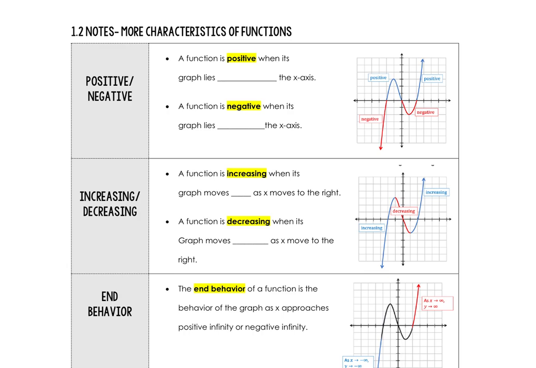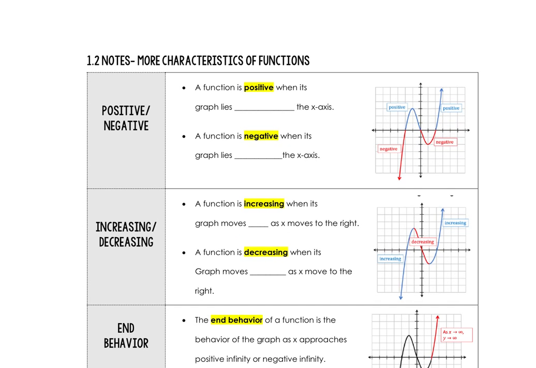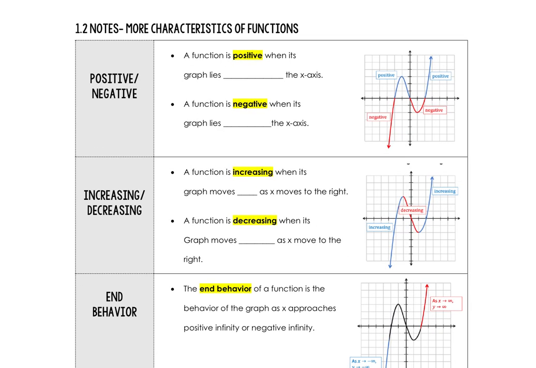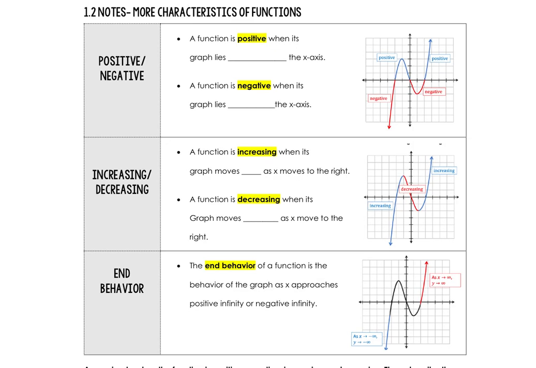So in 1.1, we just reviewed what a function was. We looked at domain and range, and we looked at the x and y intercepts. In 1.2, we're going to talk about additional features of these function graphs. So we're going to look at how do we find where a function is increasing and decreasing? How do we find where it's positive and negative? And then we're going to talk about this end behavior.